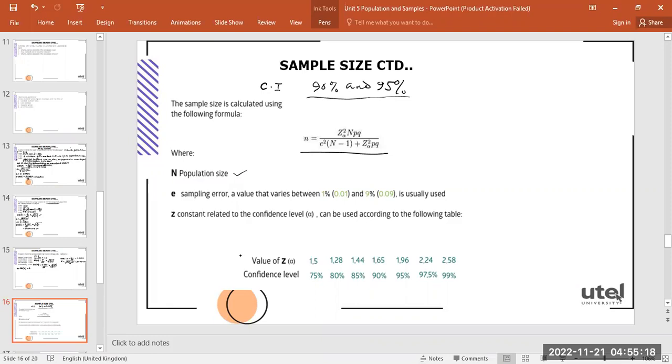Of course, in most statistical tables, you have the Z alpha value versus the confidence level. So in other words, the confidence level of 75 corresponds to a Z alpha value of 1.5, of 90 corresponds to a Z alpha value of 1.65, and of 95 corresponds to a Z alpha value of 1.96.